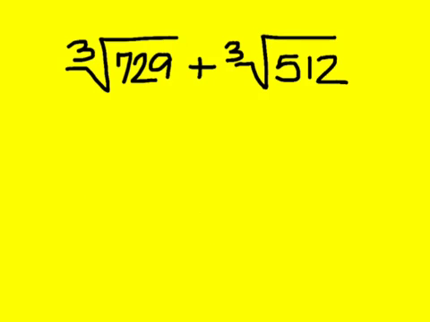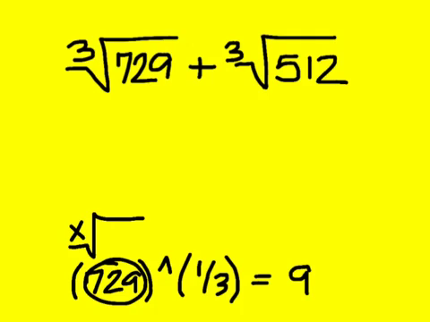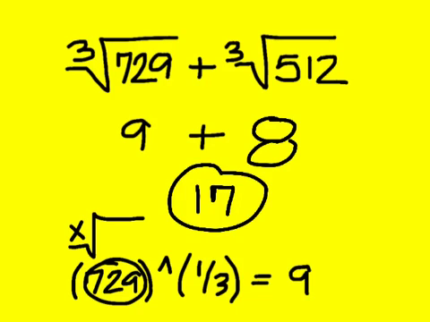Example problem number 1. The cube root of 729 plus the cube root of 512. So the cube root of 729 is 9, and what is the cube root of 512? Eight. So the final answer is 17.